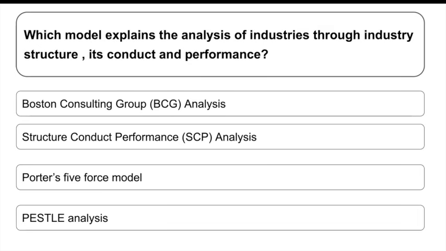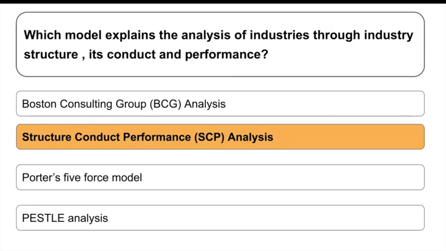Which model explains the analysis of an industry through industry structure, its conduct and performance? Here below you have been shown four types of analysis and you have to find out which one will meet the condition where the structure, conduct and performance are analyzed. So the answer is pretty simple, friends. Option B is the correct answer, because in the question itself you will see the words structure, conduct and performance. That is SCP analysis. Going on to the next question.